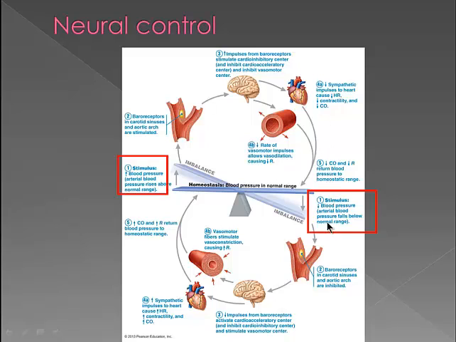If on the other hand your blood pressure is low, so you want to bring it back up, then they stimulate the acceleratory center. Heart rate goes up due to sympathetic stimulation, contractility and cardiac output goes up, blood vessels constrict, so vasoconstriction, and it comes back to normal.